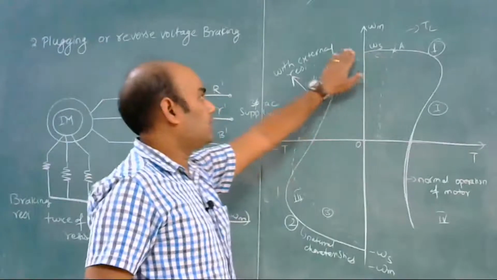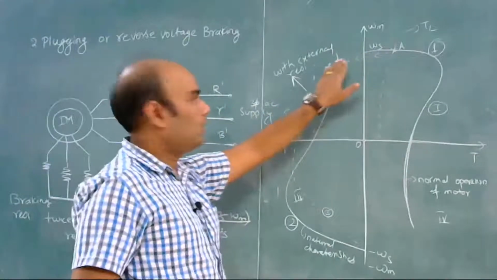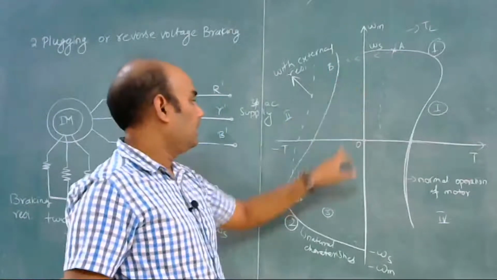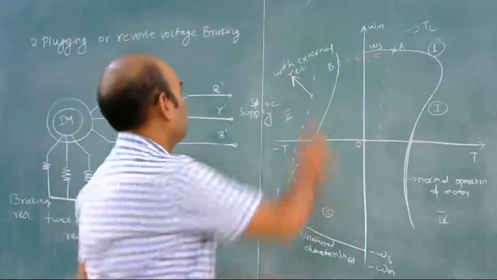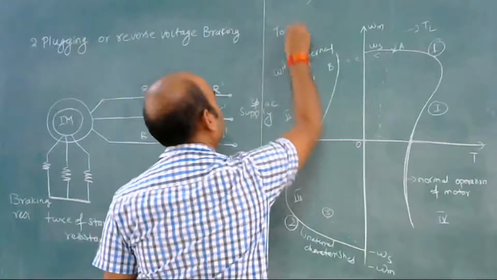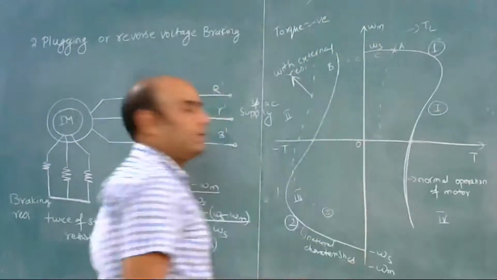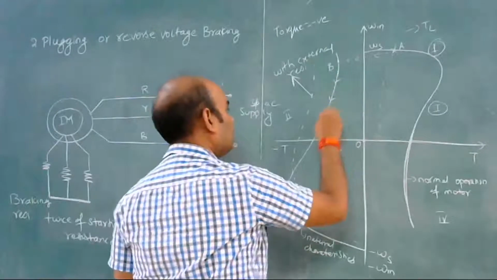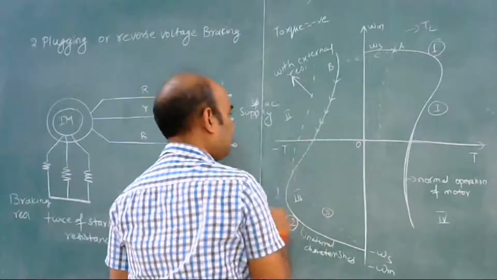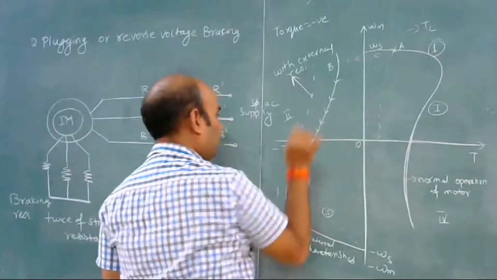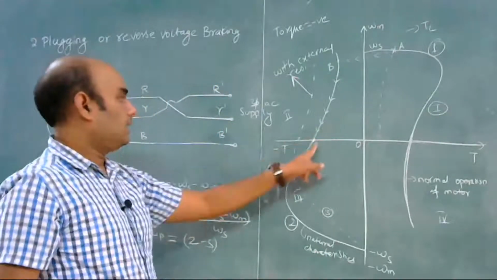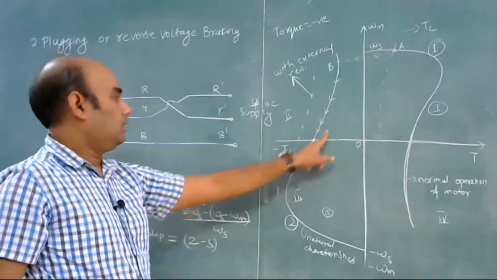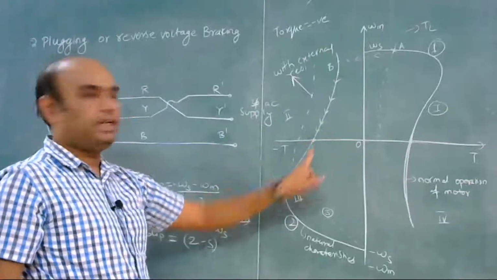The speed of the motor will remain the same, but it will shift from the first quadrant to the second quadrant, and here the torque is negative. So the motor will now decelerate, and this will follow this curve. From this figure it is quite obvious that at zero speed, torque is not zero. It has some negative torque.